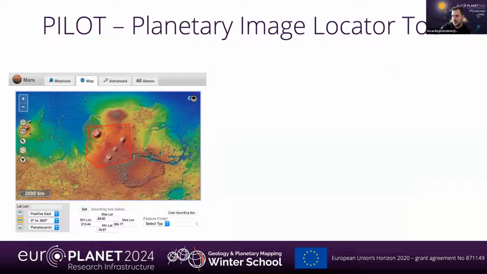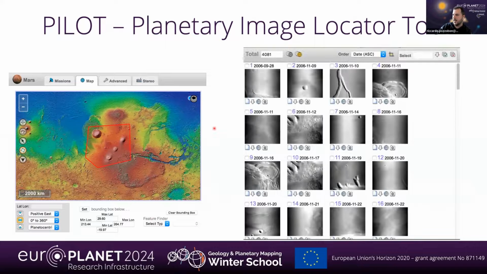It will jump to the Olympus Mons. It will highlight the Olympus Mons, and it will show all the images pertaining to that specific area. Or you can draw your own regions of interest. You will have a preview of all the data you want.